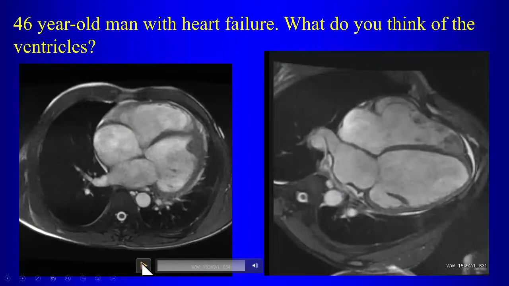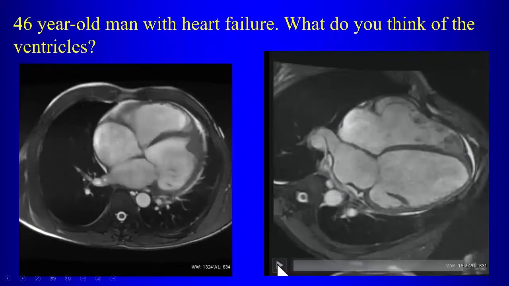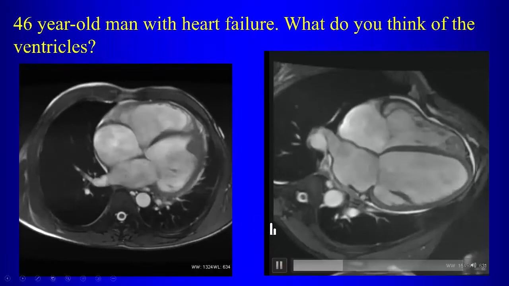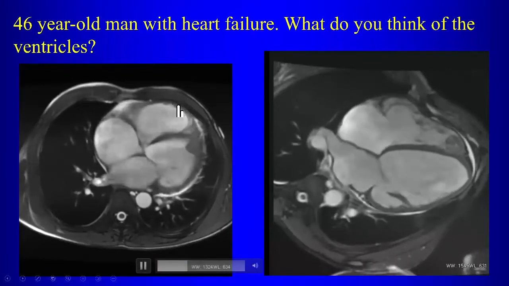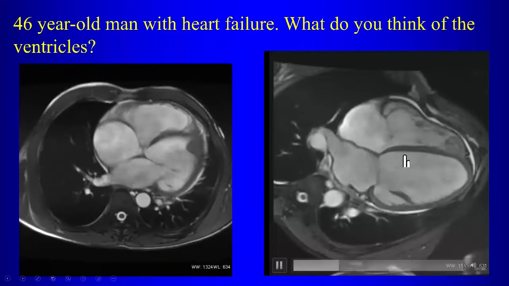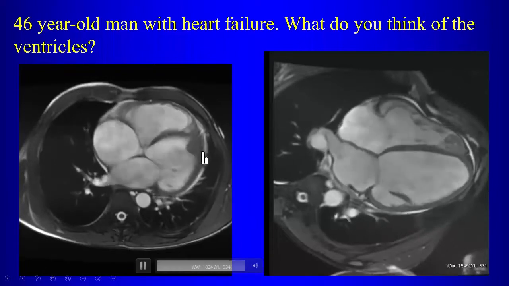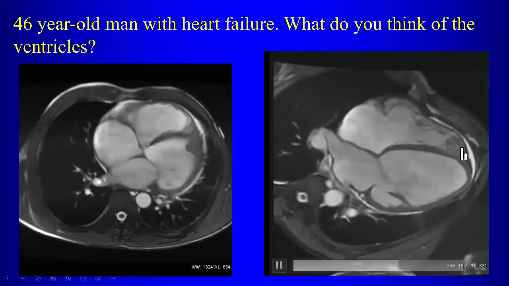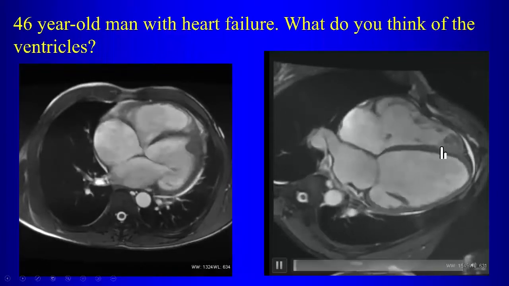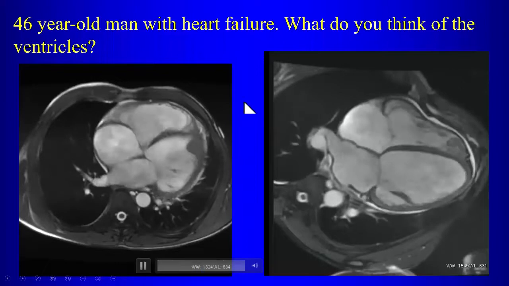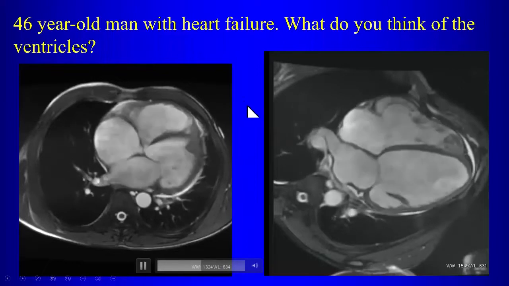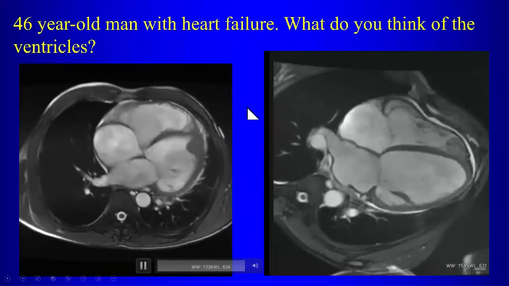All right, so here we have a 46-year-old with heart failure, and here's another case where we see that globally the wall motion is markedly decreased. And again, we have a filling defect here within the apex of the left ventricle, and another filling defect there also within the apex of the right ventricle. This also represents thrombus. This was a patient with cardiomyopathy.